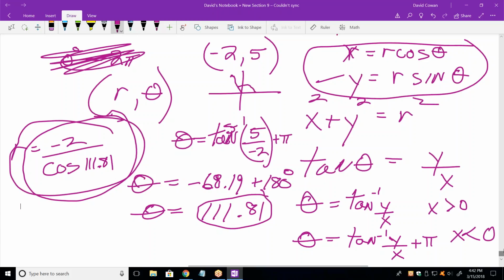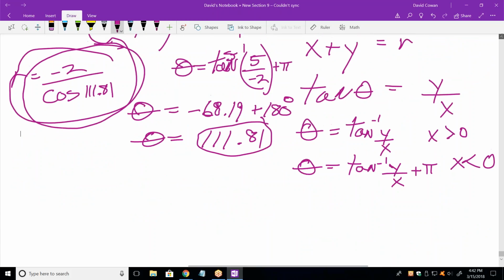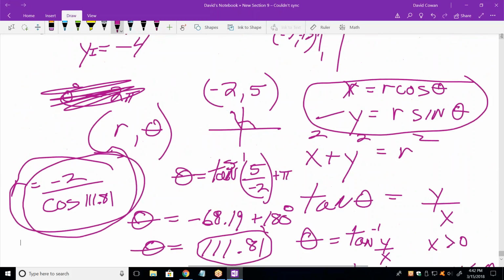Yeah, because I need to find two polar coordinates. Oh, you want to define just two. Oh, and we only found one, right? Yeah. Okay. So let's look at that picture again.